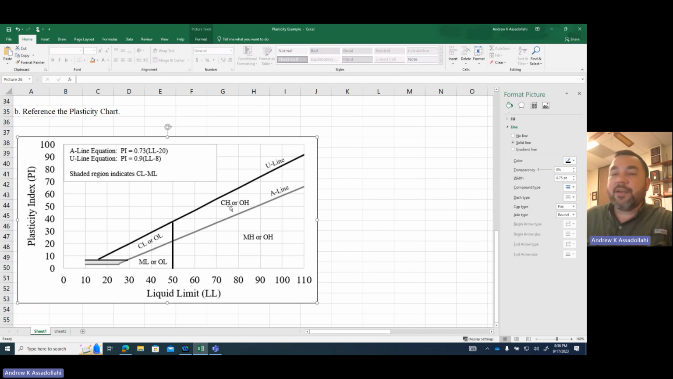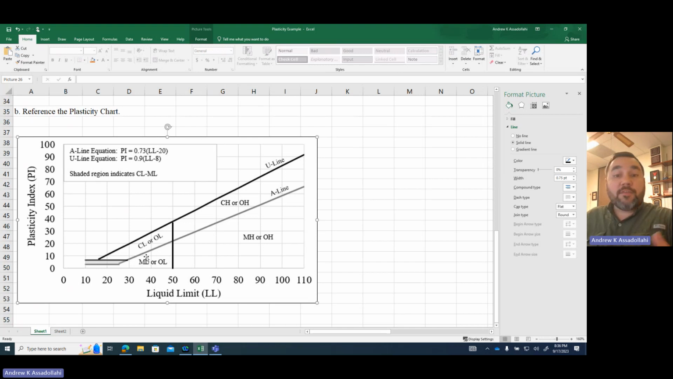What about the letter H? That would stand for high plasticity. So for example, a CH is an inorganic clay of high plasticity, and MH is an inorganic silt of high plasticity. Okay. Now this shaded little slice right here indicates a dual symbol or a dual designation, CL-ML. So that's kind of like somewhere in between a clay of low plasticity and a silt of low plasticity. So that's kind of a recap of how you would read this.